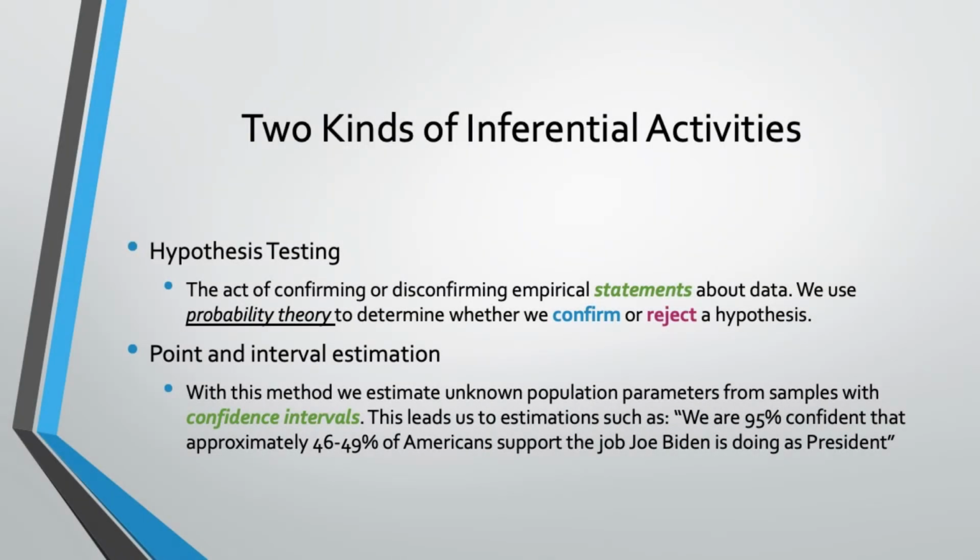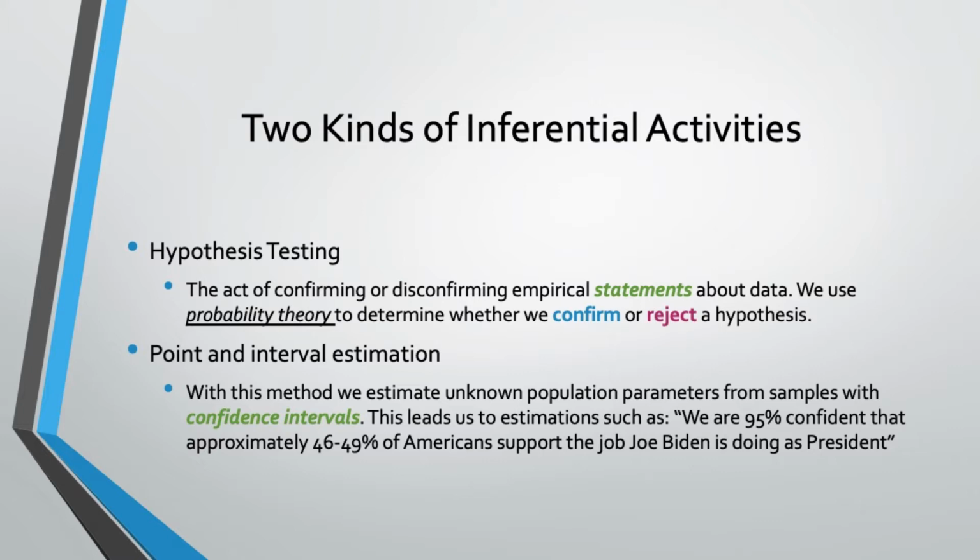In this lecture, we're going to discuss two kinds of inferential activities. The first is hypothesis testing. This is the act of confirming or disconfirming empirical statements about data. We use probability theory to determine whether we can confirm or reject a hypothesis. And in this lecture, we're specifically going to test hypotheses with regards to the sample means and comparing those to hypothesized population means.